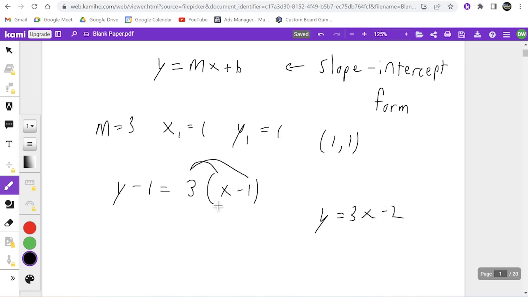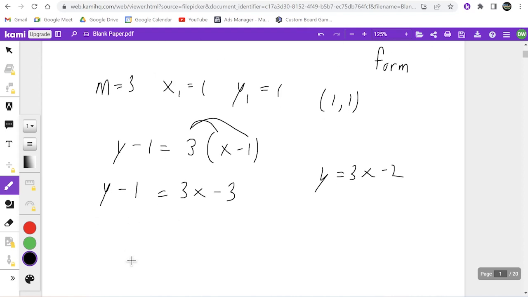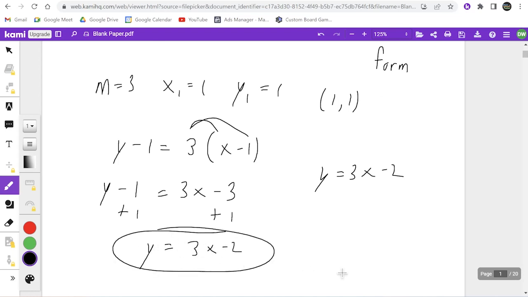Distribute the 3 to both, because we talked about how to distribute. It's going to be 3x minus 3. On the left, we still have y minus 1. If you add 1 to both sides and combine like terms, we will get y equals 3x minus 2. It's the exact same thing. So you can do either one you prefer.